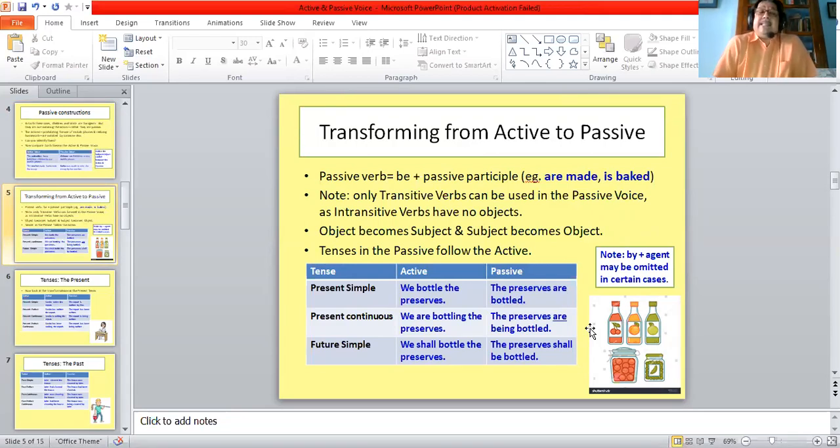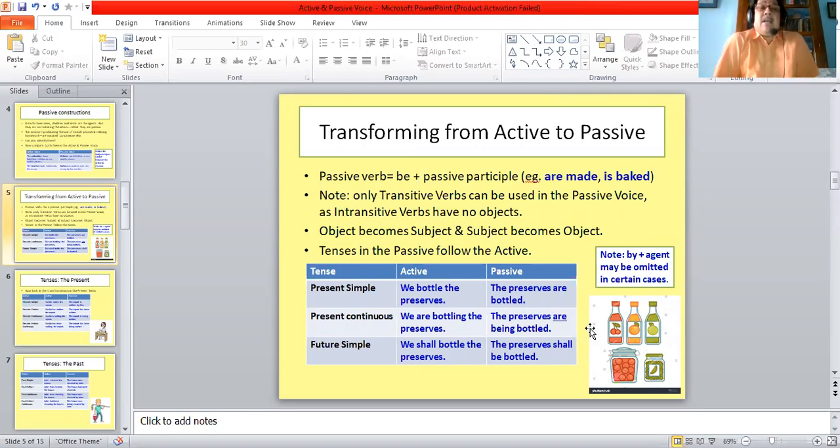What about the tenses? The tenses in the passive generally follow those in the active. So the tense is not going to change, whereas the subject and object will change, or they will rather be interchanged with one another. Okay, let us see some of the changes in the tenses in the passive.